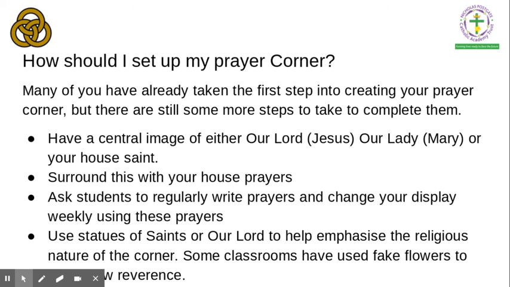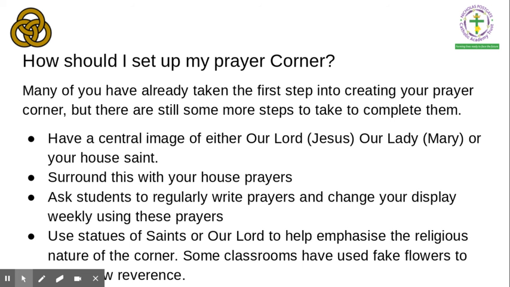And finally, something that many of the really, really good prayer corners around the school have been using is statues of our Lord or maybe one of their house saints to help emphasize the religious nature of the corner. Some classrooms have even used fake flowers to give over a sense of reverence to these prayer corners, to help people use it as a focal point.